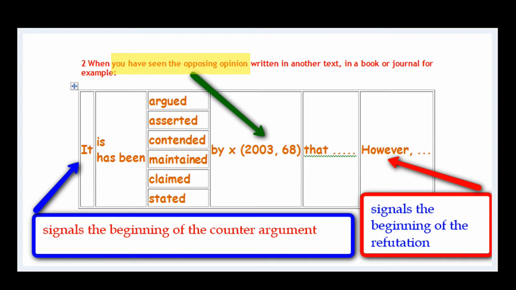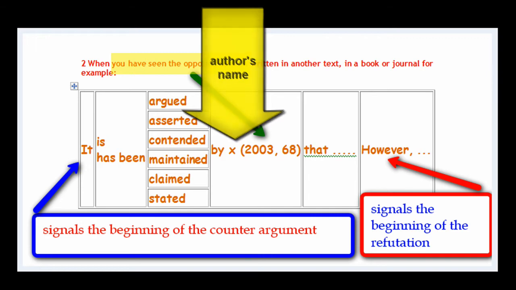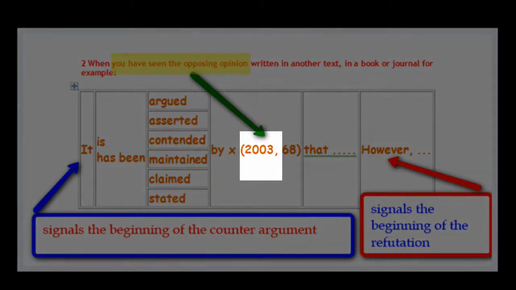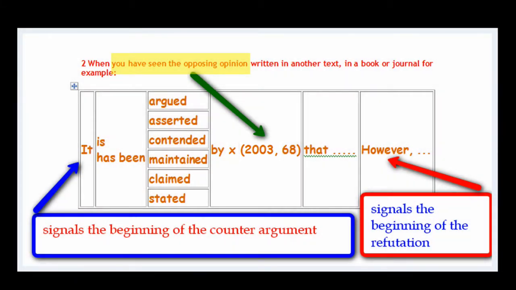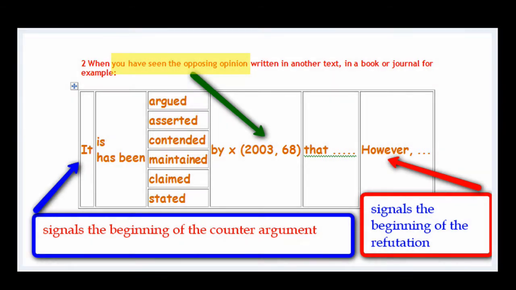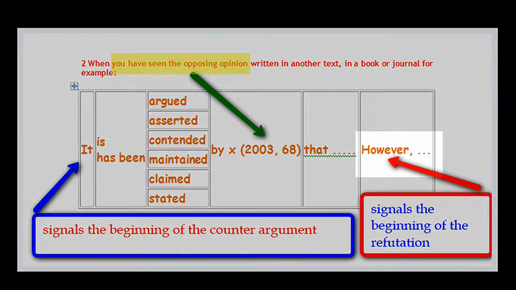Notice that here we will mention the name of the author, followed in brackets by the year of publication of the text, book or journal article or piece of written text, followed by a comma, and then the year, then the page number. Then you close the bracket, use the connecting word that. We can also see the word that signals the beginning of the refutation. And once again, this is the very common word, however, followed by a comma.